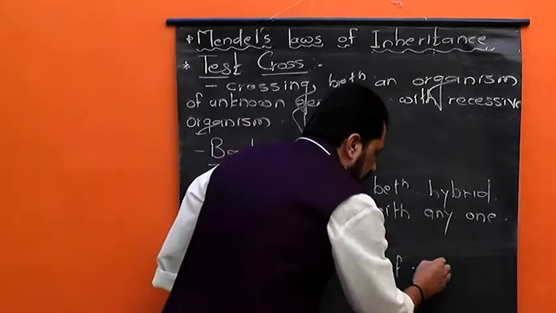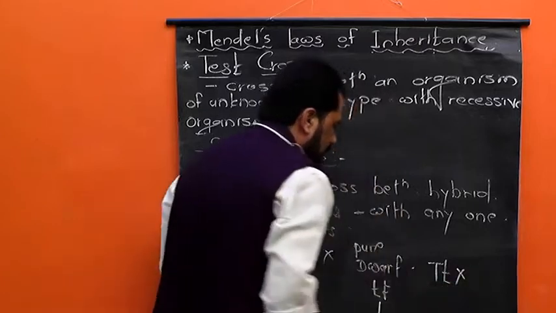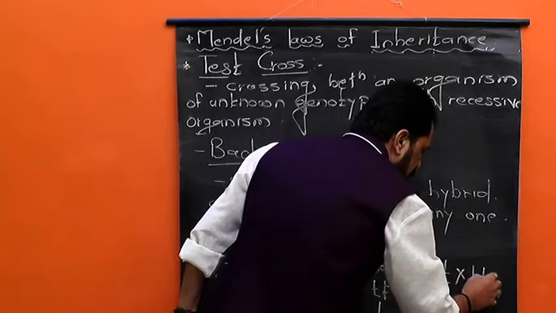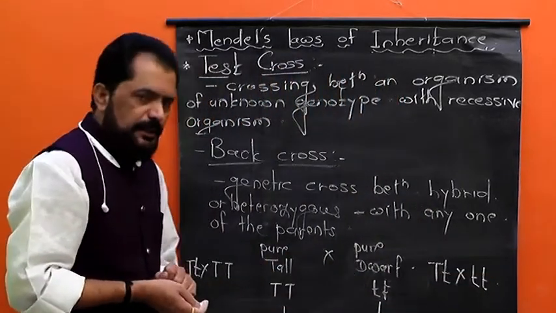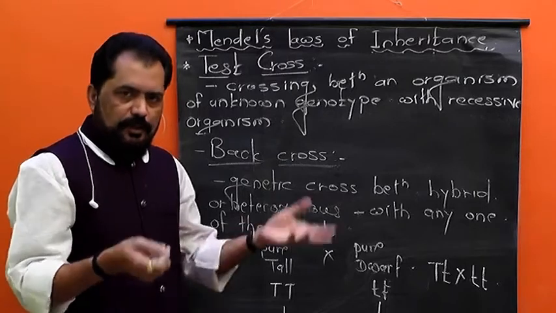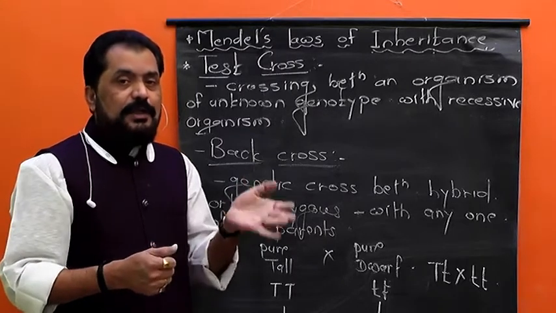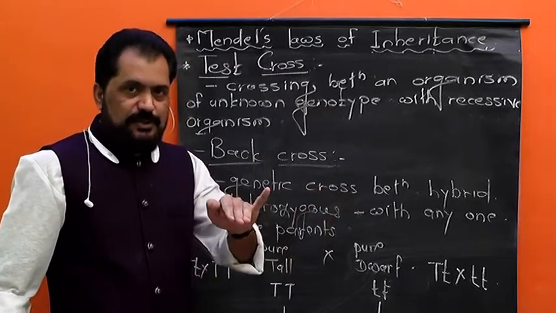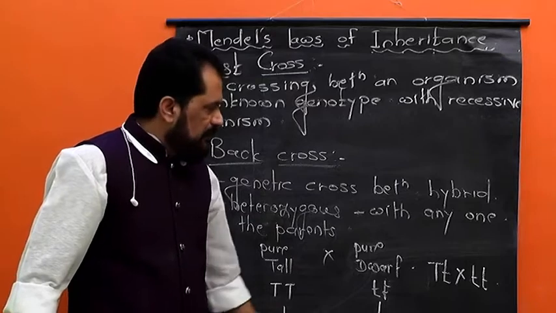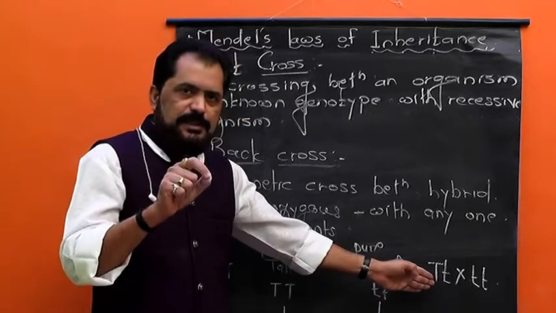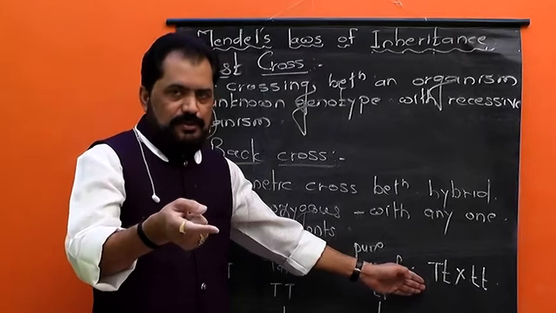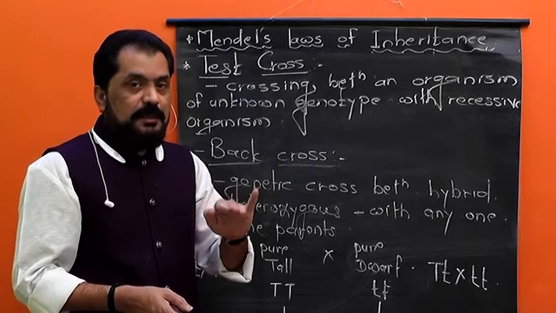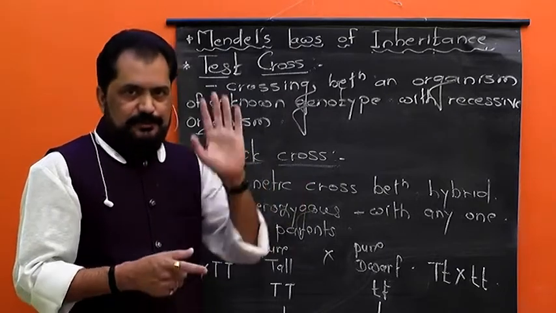Or if this F1 individual is crossed back with the pure dwarf plant, small t small t, it is also a back cross. But we have already studied that the crossing of any organism with a recessive individual is known as the test cross. It means this type of back cross is an example of test cross. So we can say that test cross is also a back cross, but back cross is not always a test cross, isn't it?